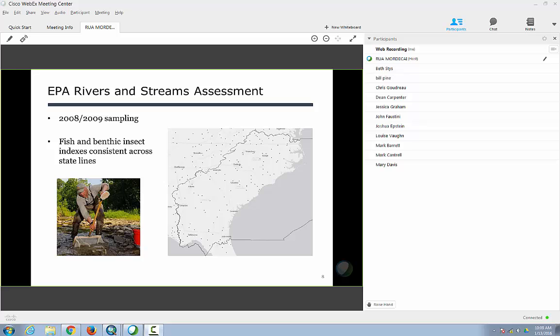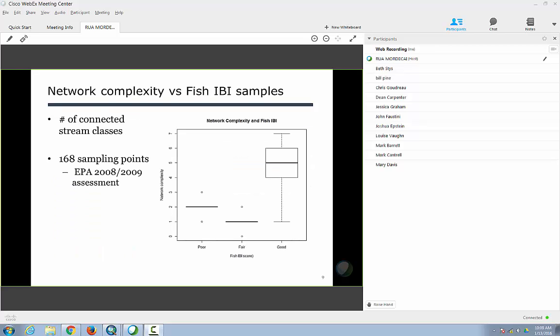So you can see the dots. This is kind of randomly assigned across the whole geography into those weightable streams. And so here are the testing results of network complexity versus the fish index within that assessment. So again, number of connected stream classes versus the IBI score, index of biotic integrity for fish. And so what you see on the x-axis is the poor, fair, good score, and then on the y-axis is this network complexity score.